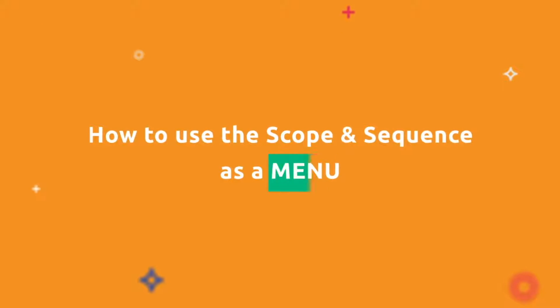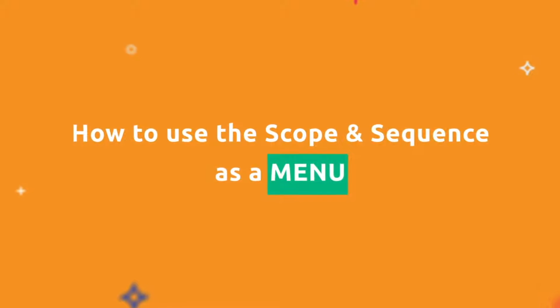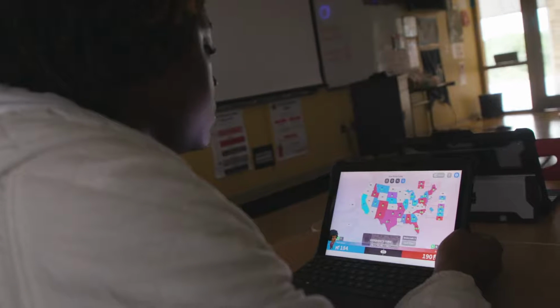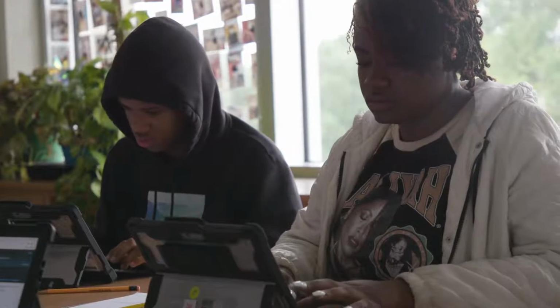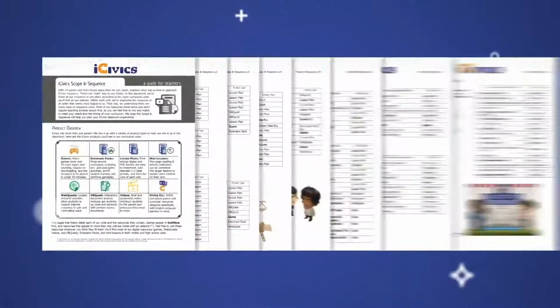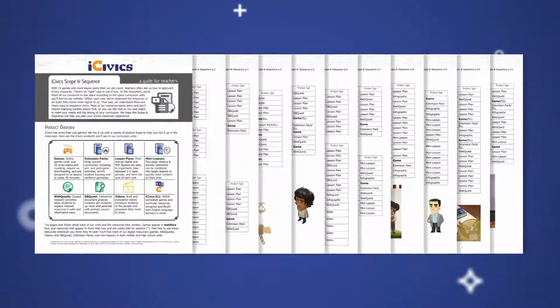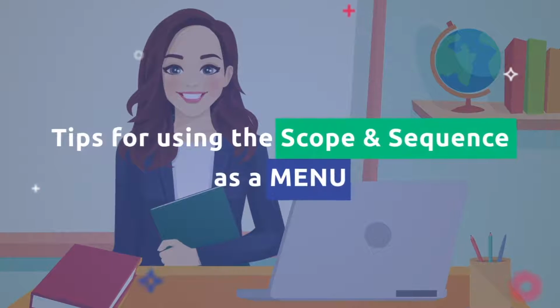If selecting what you'd like from a menu is more your style, then you can pick and choose using the scope and sequence too. Each lesson plan, game, and tool can stand on its own. You can slip iCivics in with required textbooks, alongside other favorite resources, or as a cross-curricular bridge. The scope and sequence is also a great way to see the breadth of offerings at iCivics. Tips for using the scope and sequence as a menu.